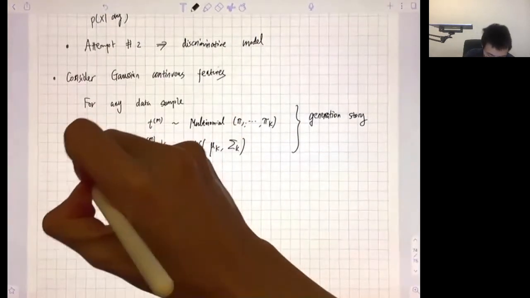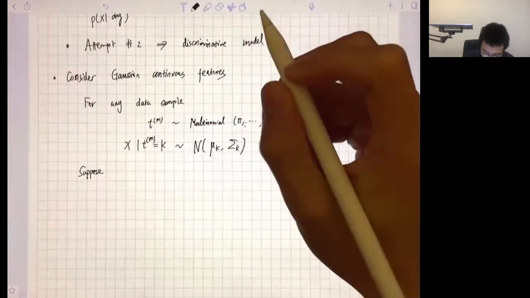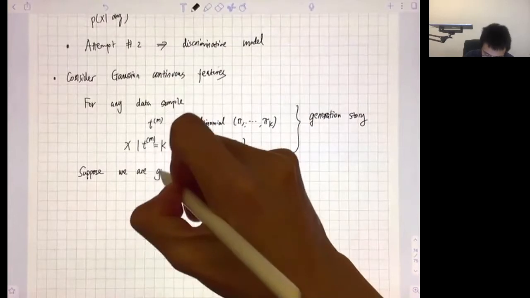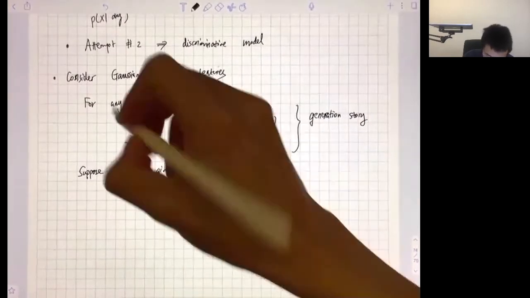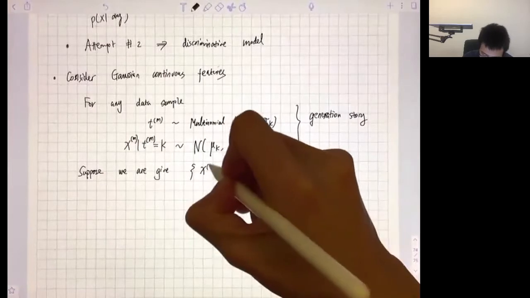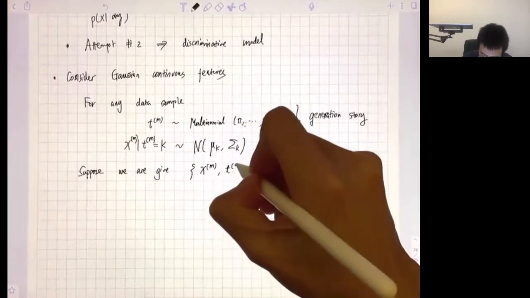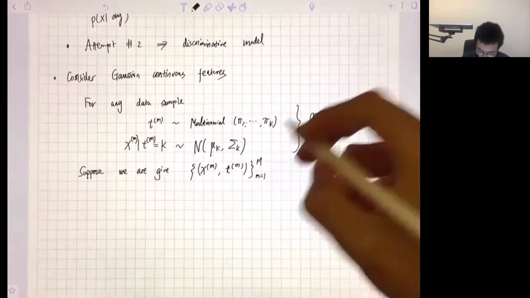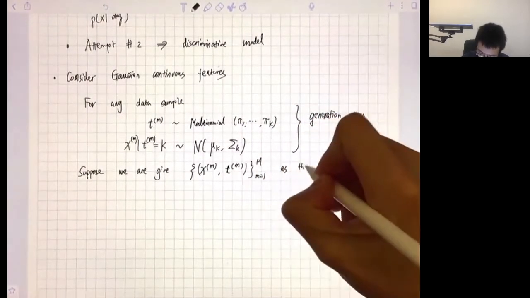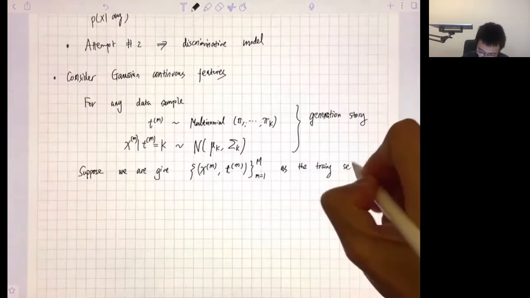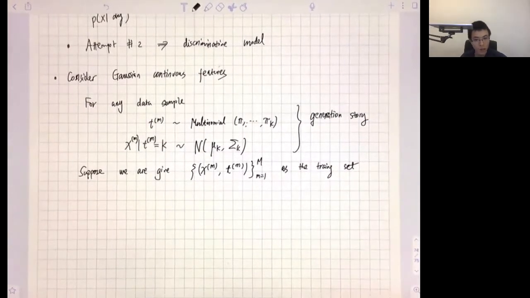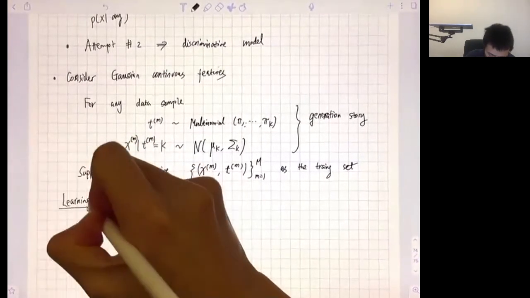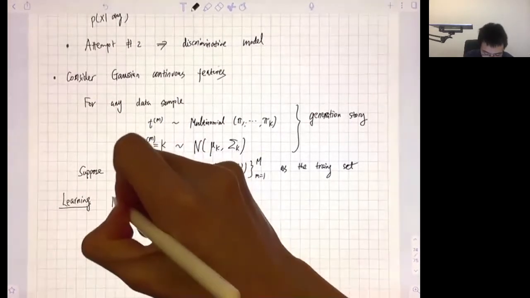Then suppose we are given a data set (x_m, t_m), where m from 1 to M, as the training set. What is the learning procedure? The learning procedure would be maximizing the summation.